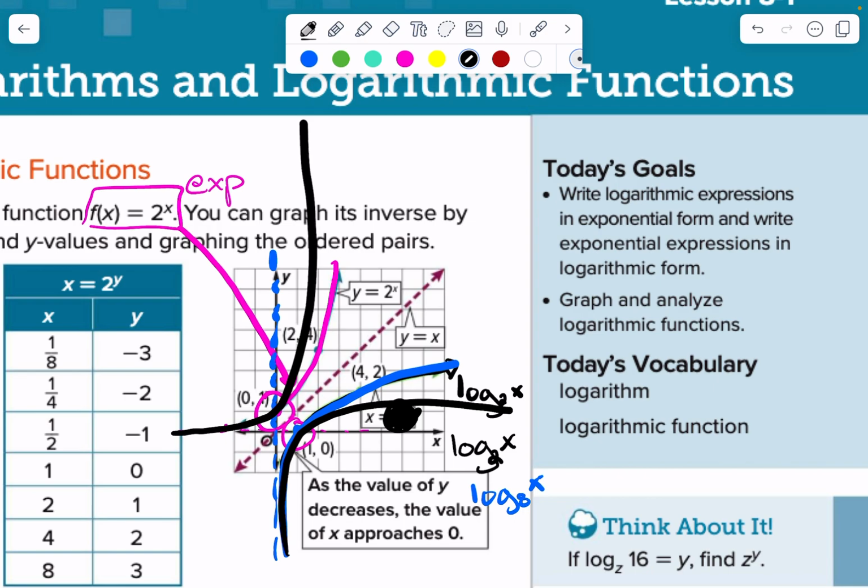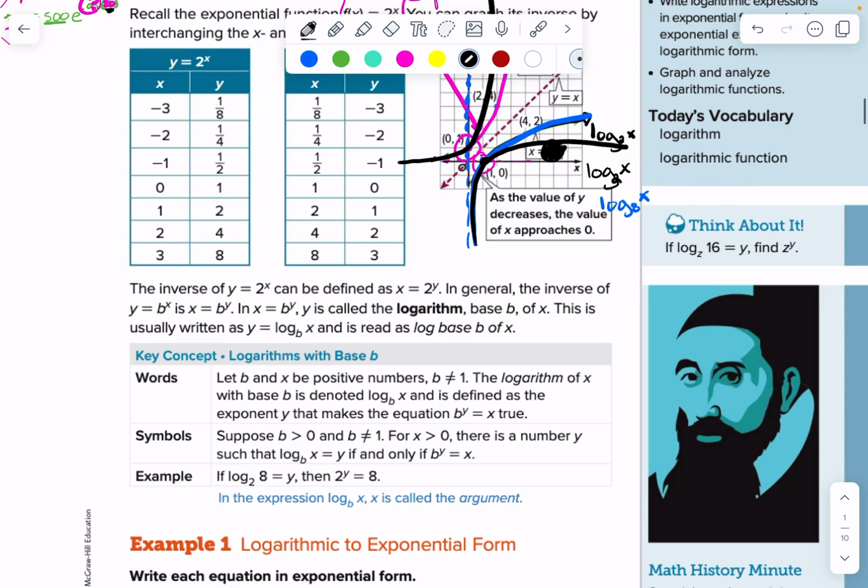So it'll still cross through. It'll still have its vertical asymptote. It'll still cross through at that place, but it'll just be like how compressed it is, I guess. And there is that. So that's logs.